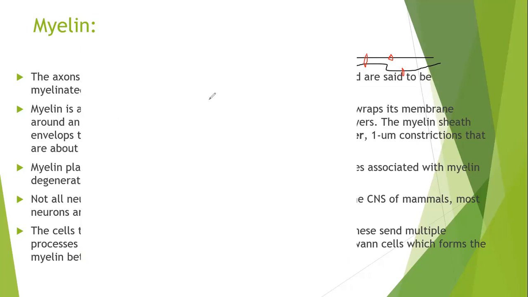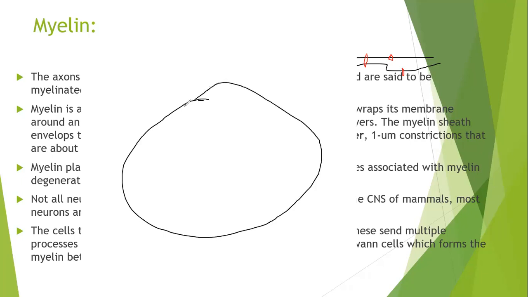So if I have, this is the cell membrane, and it has two layers of phospholipids. Remember, the tails are facing one another. So I have cytoplasm here. So once I start wrapping around, I'll push the cytoplasm to one end, and what I will have is this double layer.